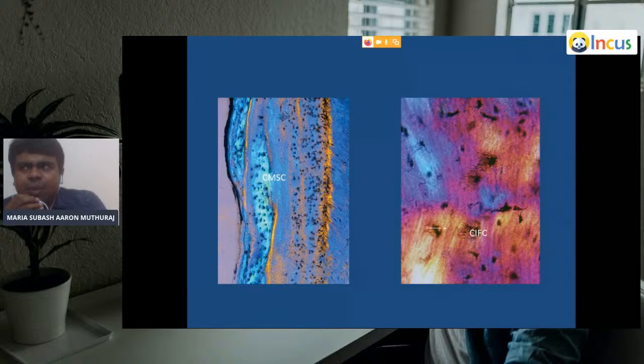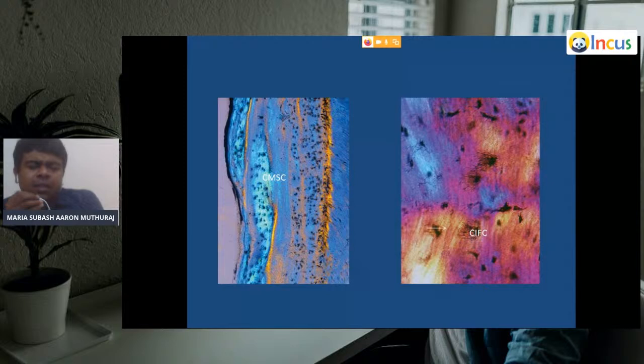Now the cellular mixed stratified cementum has both extrinsic fibers as well as intrinsic fibers. Some amount of Sharpey's fibers will be present, whereas some intrinsic fibrillar content will also be there. It is found commonly in the apical third and furcation areas, and it is of greater thickness when compared to acellular extrinsic fiber cementum. Then there is cellular intrinsic fiber cementum.